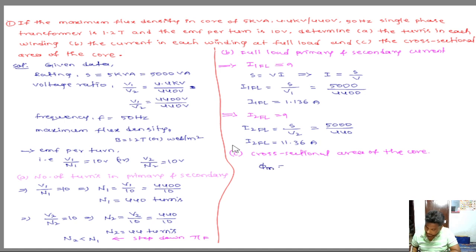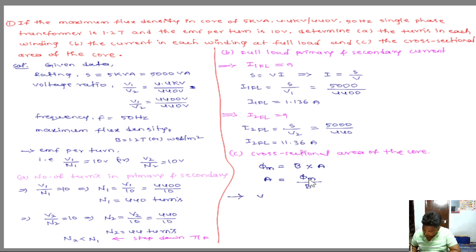The maximum flux in the core, phi m, is equal to maximum flux density into area of cross section. From this, we calculate the area of cross section: it is equal to phi m by maximum flux density. We don't know the value of phi m, the maximum flux. By using the transformer induced EMF equation, we need to calculate phi m.